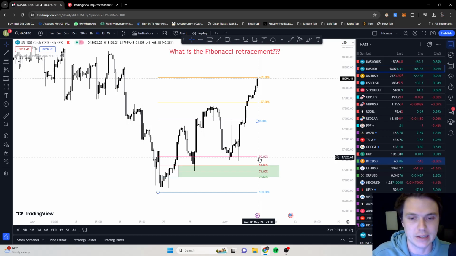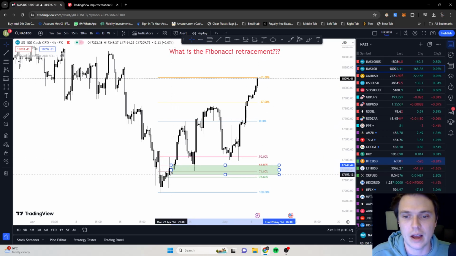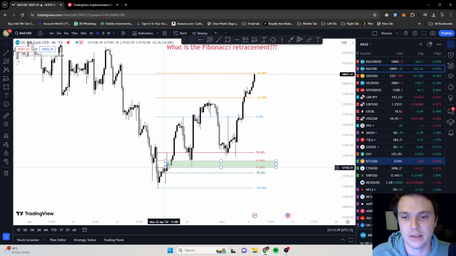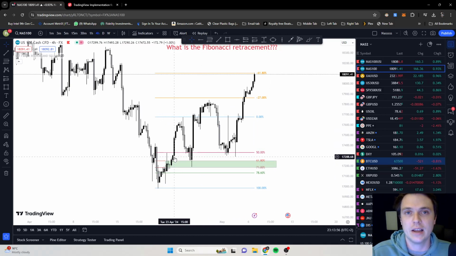Okay, so as you can see here, I have spotted the order block there, which is the most recent opposite candle. So I would definitely be placing my trades in that 61 to 71 zone with a stop loss probably below the 78 or just below the 71. So that's how you would draw and find the Fibonacci area on the chart.